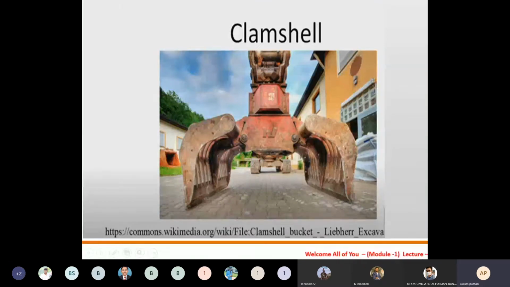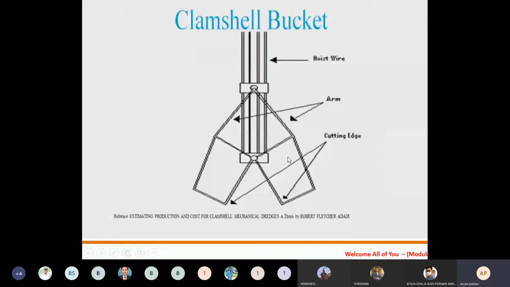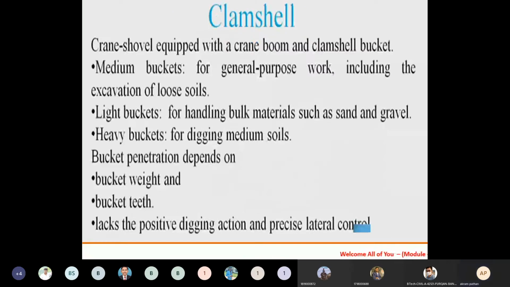So this is the bucket, or the jaw, of the clamshell. Then we have seen the different component parts and the working principle of the clamshell, how it works. Then we also saw the different types of buckets and their uses, and the bucket penetration depends upon certain important parameters: bucket weight, bucket teeth, lats, the positive digging action, and precise lateral control.